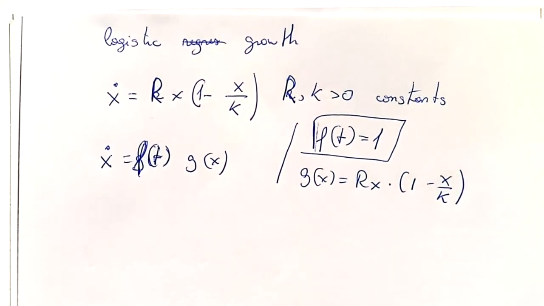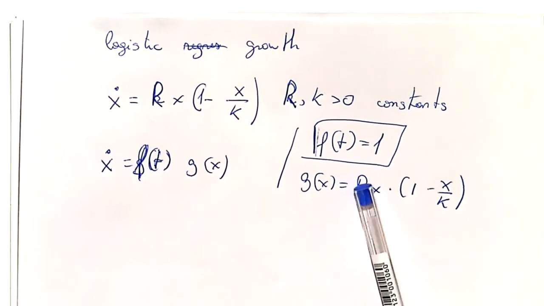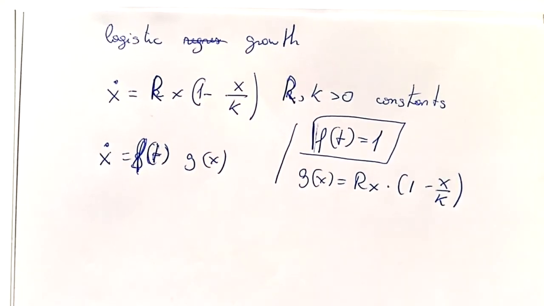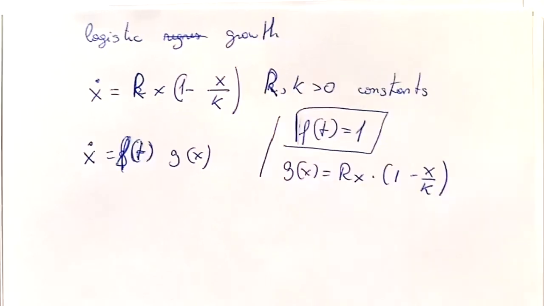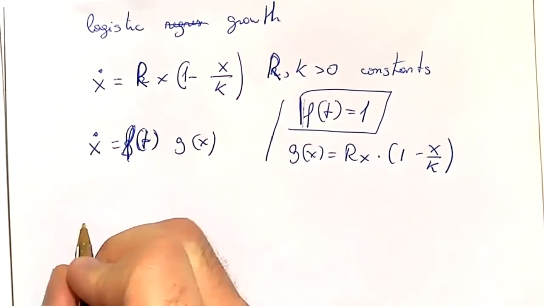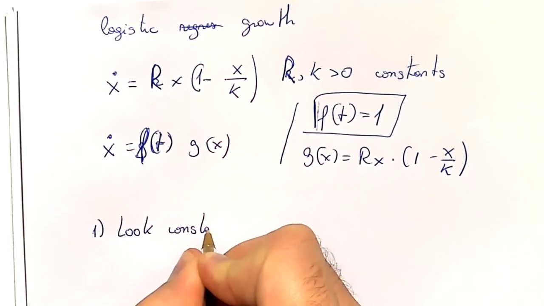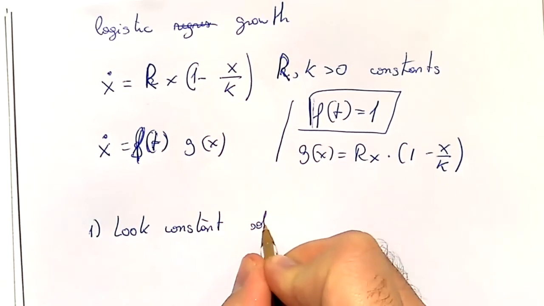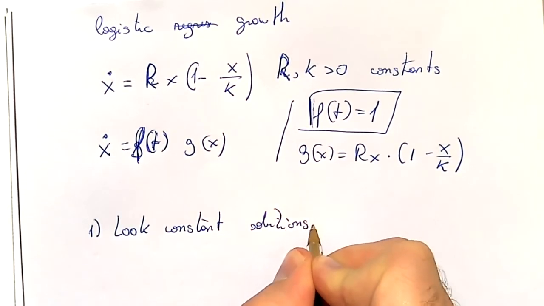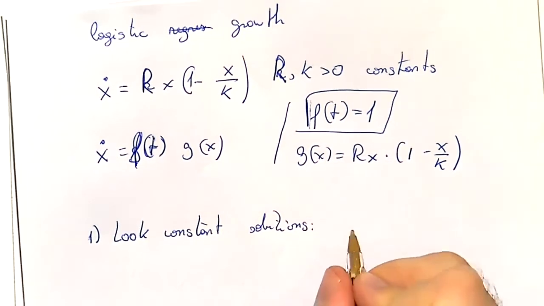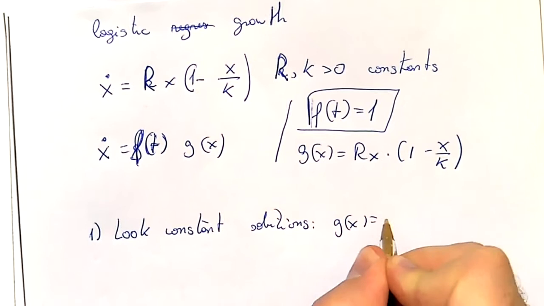A way to check if you did the split or the identification correctly is that f of t has no x's, and g of x has no t's. So it's okay. Now we just follow the steps again. The first step is to look for constant solutions. Same thing. What are the constant solutions? It's g of x equal to 0.